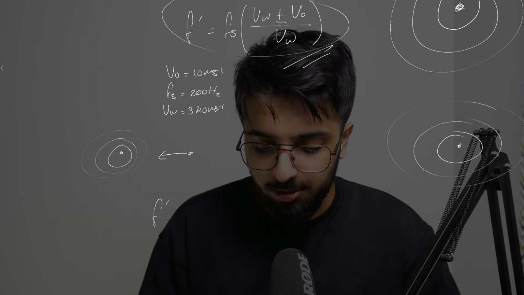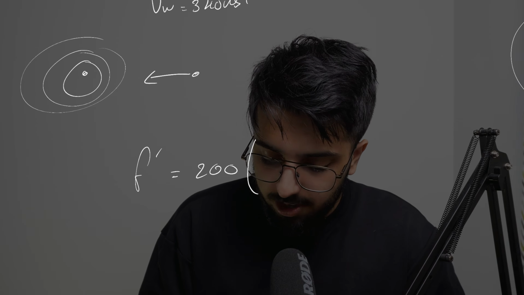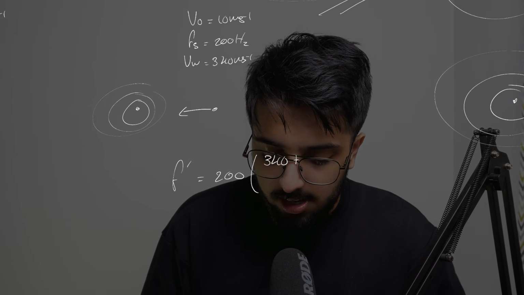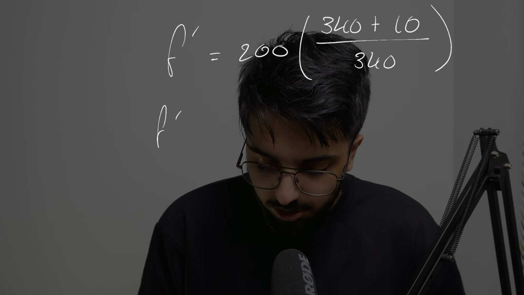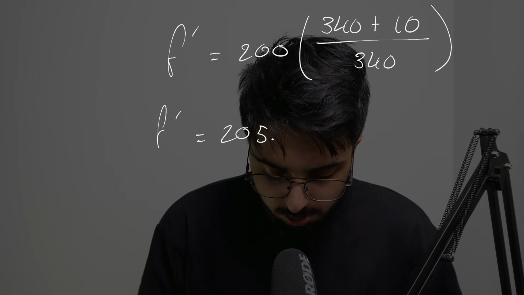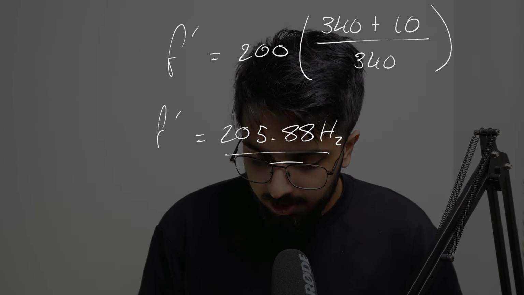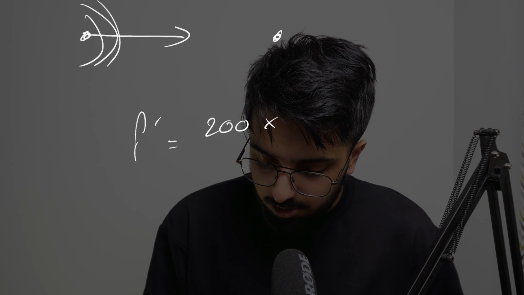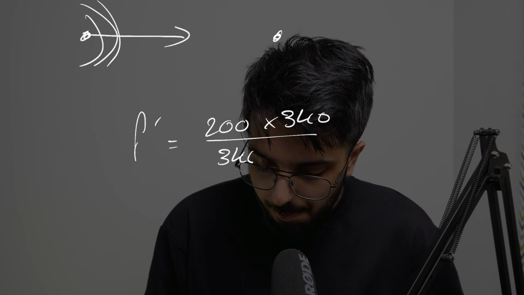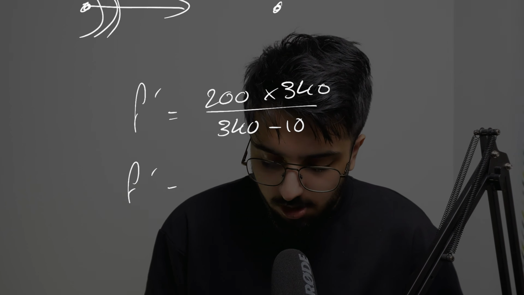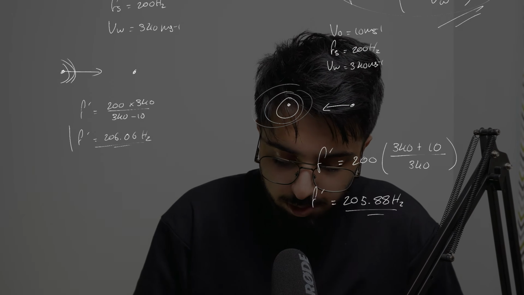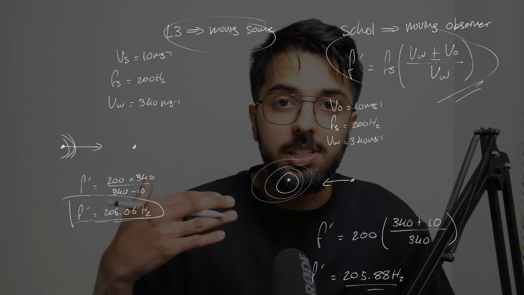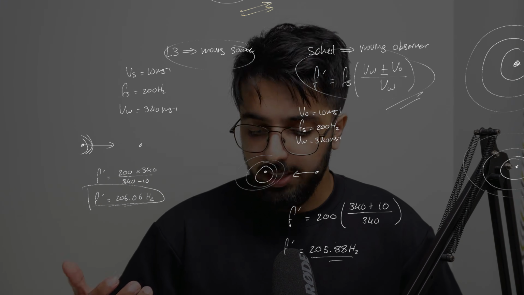First, for the moving observer, we are going to have 200 times our wave speed plus the velocity of our observer, which is 10 meters per second, all over our wave speed. This gives us an observed frequency of 205.88 hertz. Now for our moving source, our observed frequency is equal to 200 times 340 all over 340 minus 10. And this gives us an observed frequency of 206.06 hertz. Therefore we can see that when we have a moving source, this is when we have the greatest Doppler shift. All right, so that's it for our Doppler effect in level 3. See you.